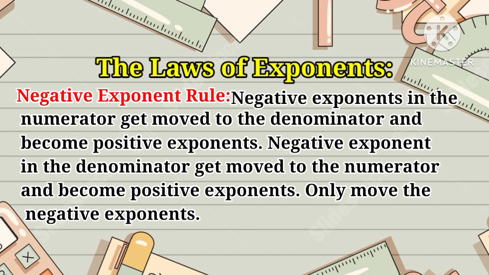Negative exponent rule. Negative exponents in the numerator get moved to the denominator and become positive exponents. Negative exponents in the denominator get moved to the numerator and become positive exponents. You have to remember that you only move the negative exponents.